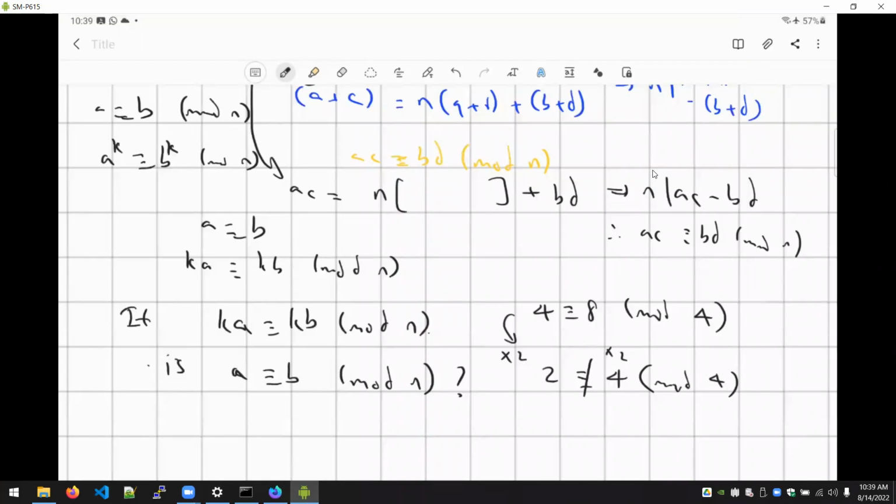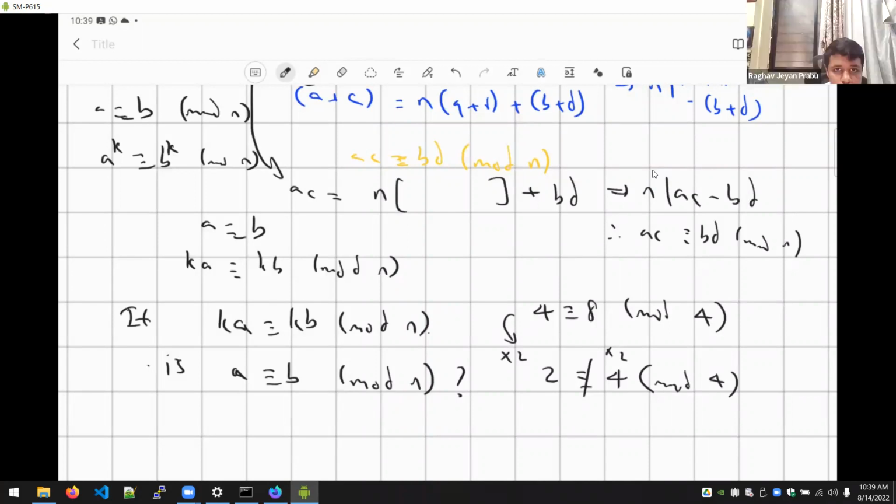If n is prime, then we can't cancel, right? What if k is a multiple of that prime number? N and k should be co-prime. Right? Yes. N and k should be co-prime. That could be the condition.